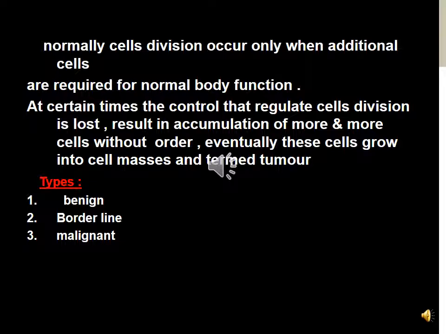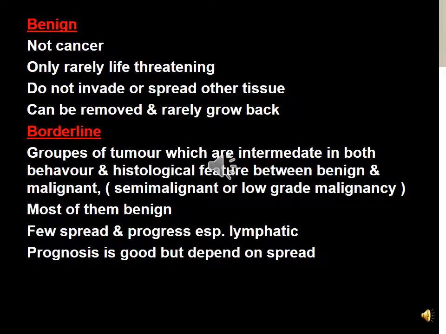We have three types of ovarian tumor. We have the benign type, the malignant type, and the borderline tumor. The benign tumor, you know what a benign tumor is: a tumor that is not cancer, is rarely life-threatening, neither invades nor spreads to other tissue, and can be removed with a good prognosis.